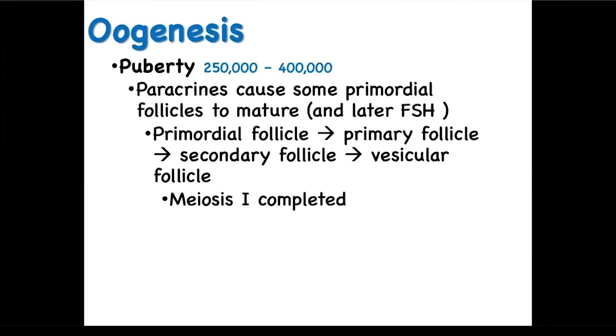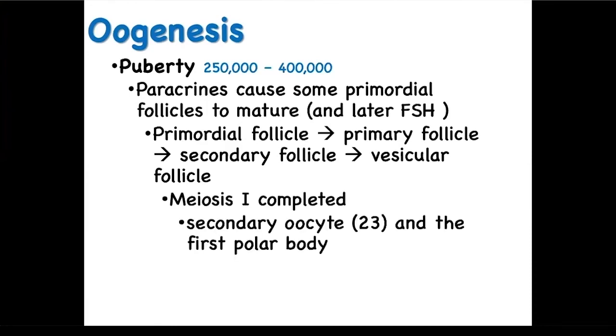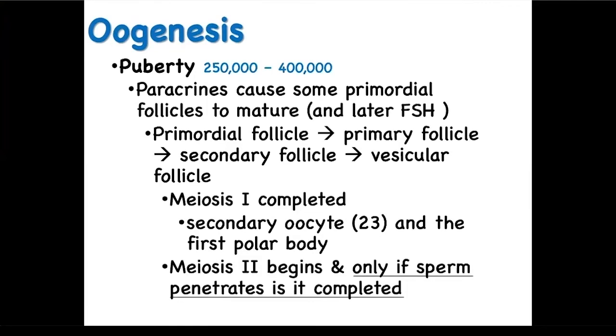Within the vesicular follicle, meiosis I is completed, producing a secondary oocyte that will be haploid and a polar body. We'll go over this again. The secondary oocyte begins meiosis II, but once again, meiosis II is not completed. The secondary oocyte arrested in meiosis II is released by the vesicular follicle during ovulation. If fertilization occurs, meiosis II is completed, giving rise to an ovum or egg and a second polar body.